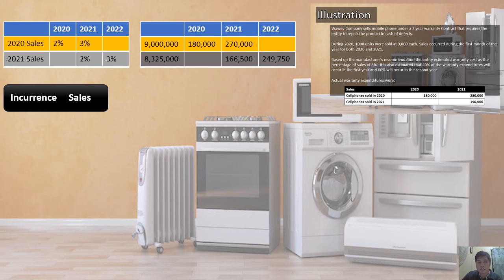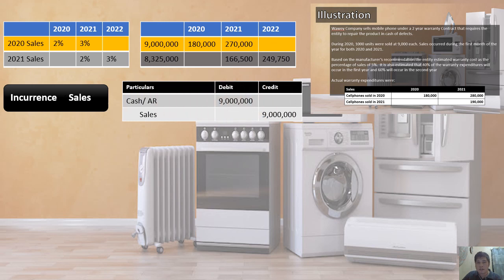Sa case natin, unahin natin yung year 2020. The sales made during 2020 is 9 million pesos, kasi 9,000 each, then ang nabenta natin ay 1,000 units. So 1,000 times 9,000 each, that will be 9 million pesos. We need to debit cash or kaya naman AR, depende din sa sitwasyon. Hindi ko na inilagay yung specific, so pwede ninyong pagpilian yung cash or AR. Then credit sales, 9 million.